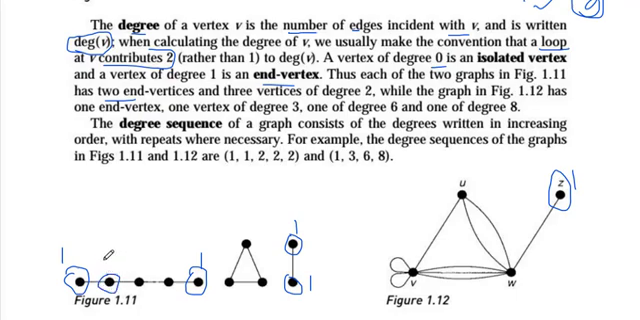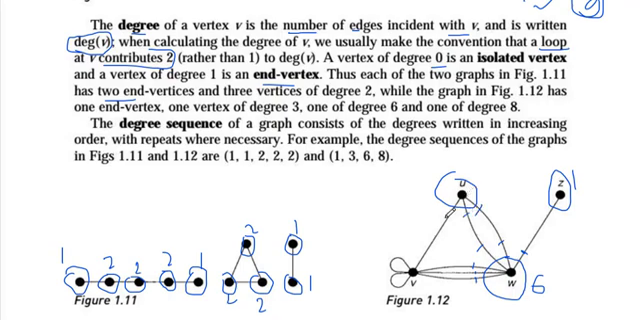How many edges are there at this vertex? 1 and 2. Here this vertex also has degree 2, and here also 2, because they are joined with 2 edges. For this graph, if we have to calculate for W, how many edges are there? 1, 2, 3, 4, 5 and 6. So W has degree 6. For U, 1, 2 and 3. The degree of vertex U is 3.